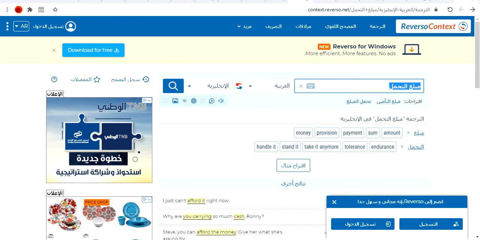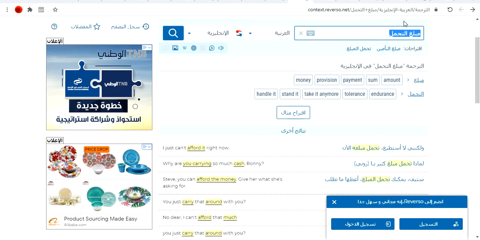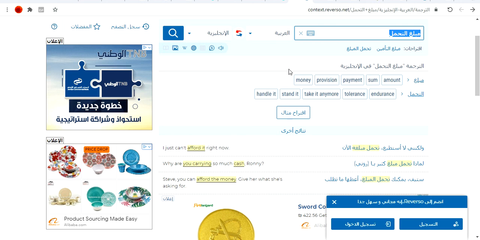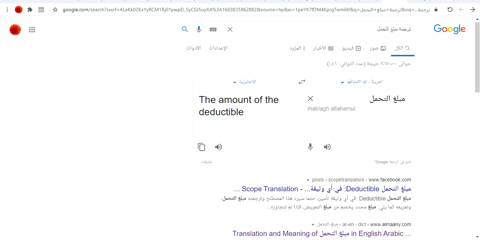So I go to the other dictionary, Reverse Context, and I write مبلغ التحمل afforded for the money. Doesn't seem the right translation. طب in this case what shall I do? Like I wanna be sure that this is the accurate translation. Let's go to Google and write ترجمة مبلغ التحمل in Arabic.